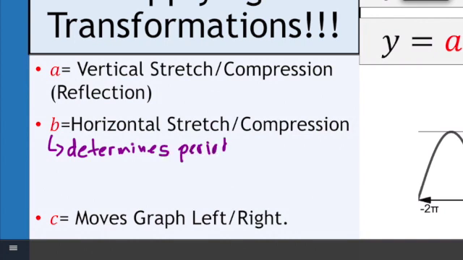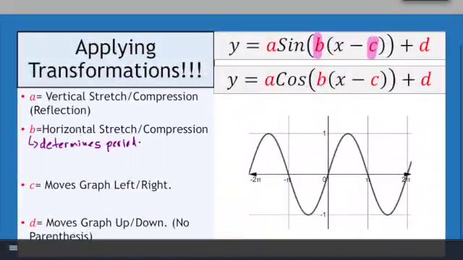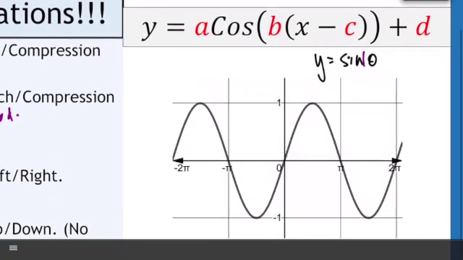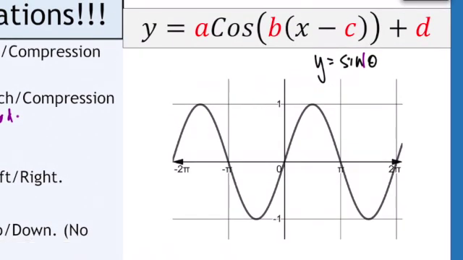So let's look at the parent function first. This is the original parent function right here. This is just y equals sine of theta. In this case, your b value is going to be 1. Okay, so let's write down here at the bottom that when the b value is 1, the period is going to have a length of 2 pi.